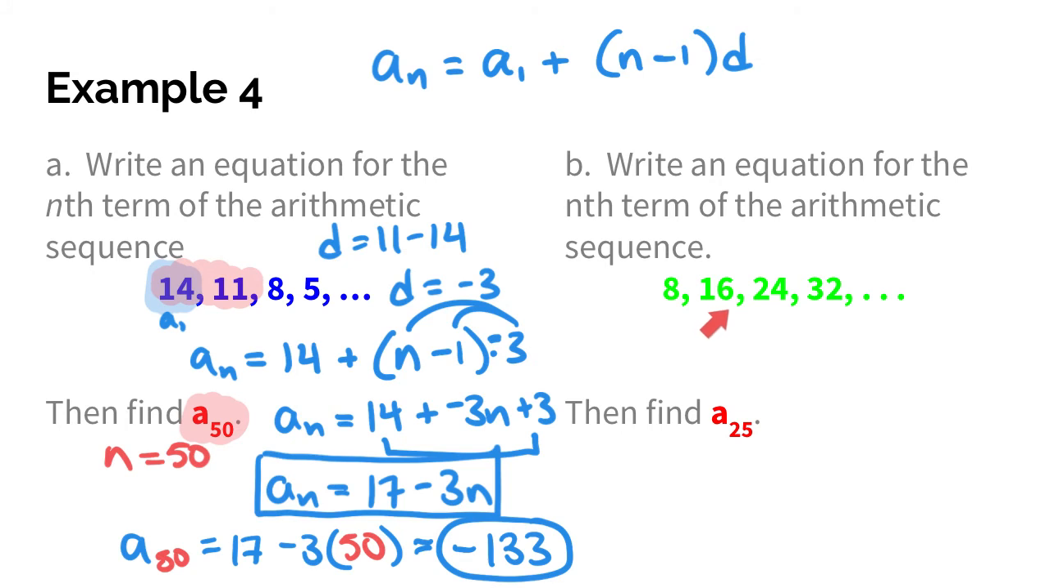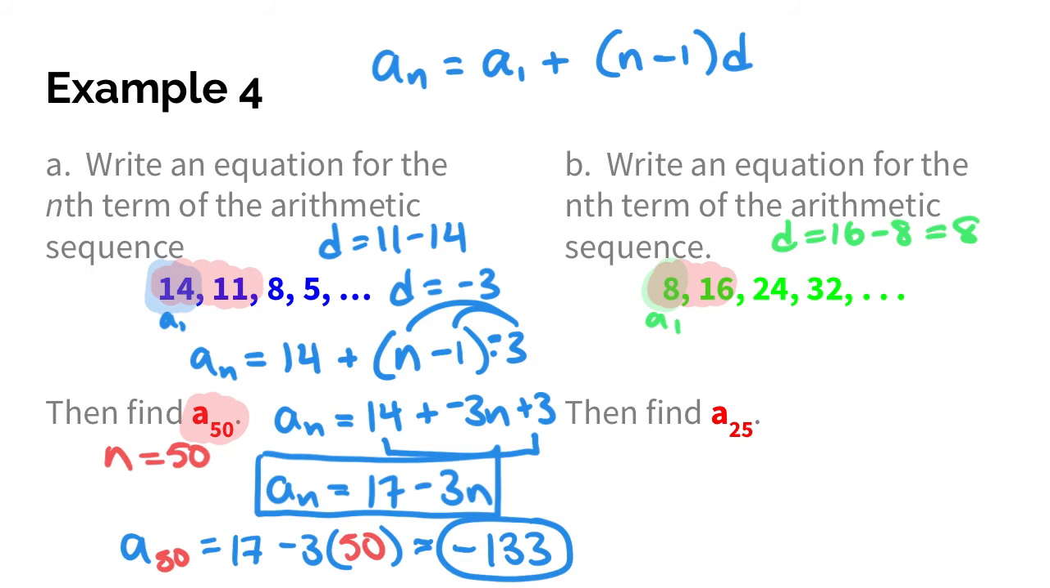So again, we're going to start off by finding our key information. So first, my first term again, A1, is going to be 8 in this case. To find the common difference, I'm going to look at the first two terms, 16 and 8, and ask myself, how do I get from 16 to 8? So to find the difference, all I'm going to do is take the second one, 16, my second term, minus the first term, 8, and that's going to give me a common difference of 8. And if you look again at the terms, 8 to 16 to 24 to 32, notice there's a pattern of +8 every single time.